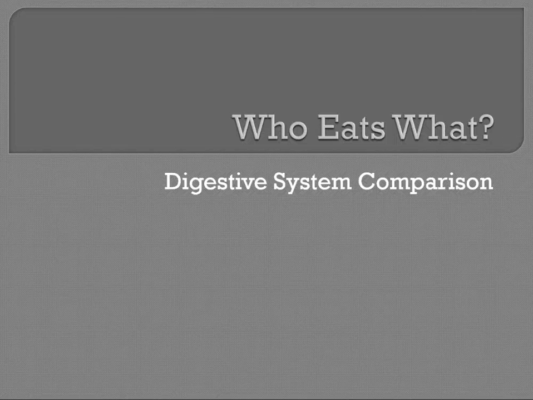Today we're going to be talking about the digestive system again, but this time what we're going to do is look at a comparison of the different kinds of digestive systems that you may find among various vertebrate groups. So essentially what we're doing today is who eats what and how do they do it.